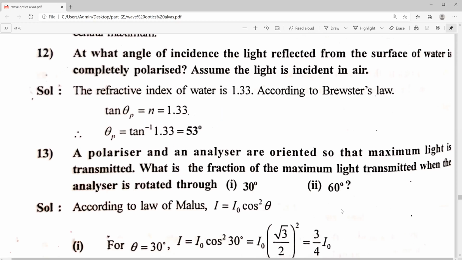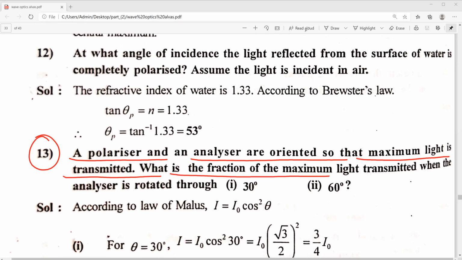Next, look at what they have asked in the 13th one. 13th one: a polarizer and an analyzer are oriented so that maximum light is transmitted. What is the fraction of maximum light transmitted when the analyzer is rotated through? The first one is given as 30 degree, the second one as 60 degree. So how do we solve the 13th one? Let us see.